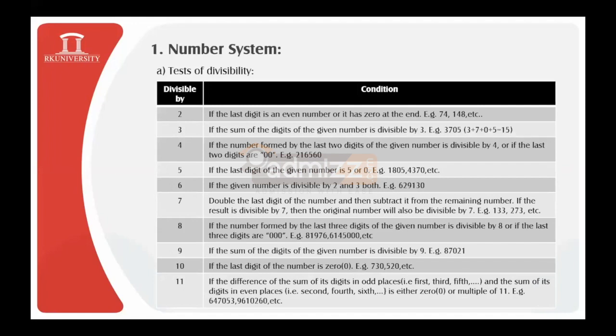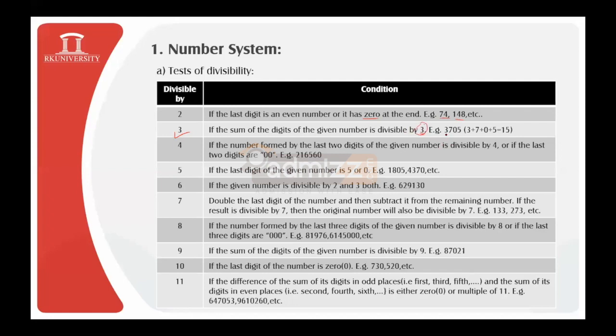If the number is divisible by 2, the last digit is an even number or it has either even number or 0 at the end, 74, 148, 140, 110, all numbers are divisible by 2. You know very well all even numbers are divisible by 2. Now if the sum of the digits of the given number is divisible by 3, at that time you can divide this number by 3. Otherwise you cannot divide by 3.